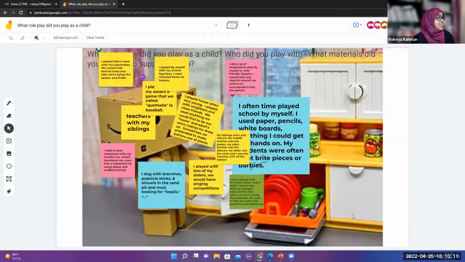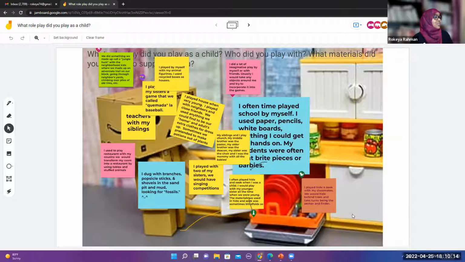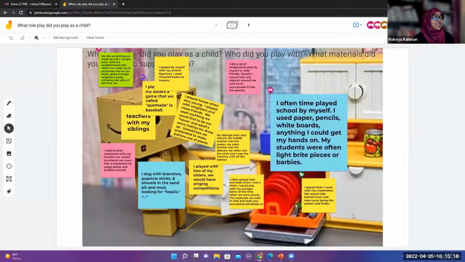I used to play restaurant with my cousins. We would transform my rooms into a restaurant by using tables and stuffed animals.